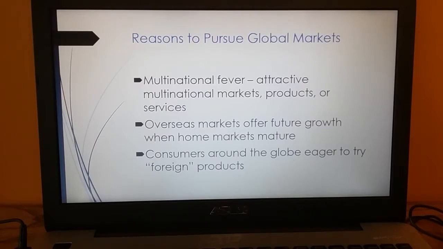There's markets that are opening up. In terms of opening up, there's increased consumer power, that there's more opportunity. There's a limit as to how much money you can make on your brand domestically. So go global. And then also in some countries, buying foreign products is very appealing.